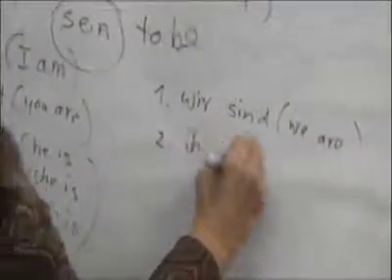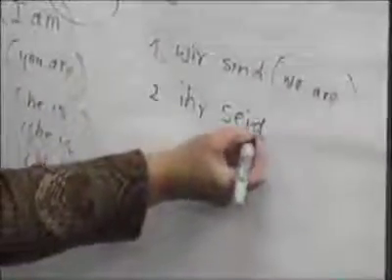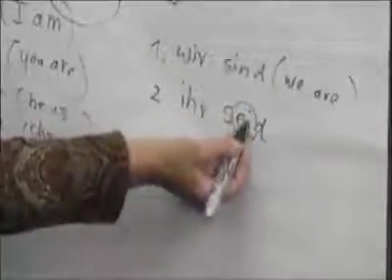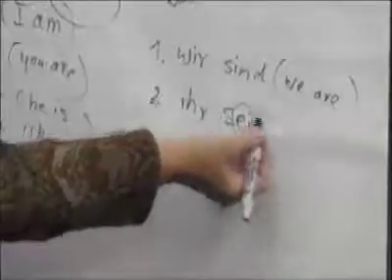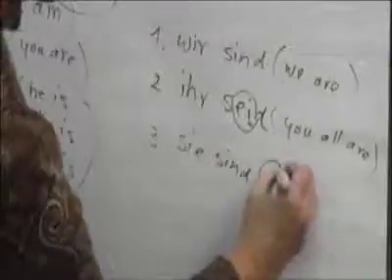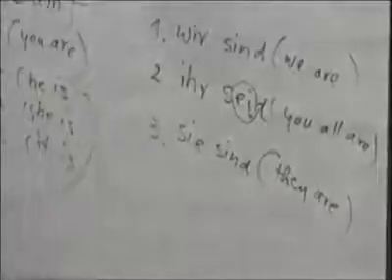Then, ihr becomes seid. Remember the pronunciation EI, a diphthong. So we pronounce the second part of the diphthong as we would in English, I. Seid. Ihr seid, it means you all are. We're talking about a group of people, right? Okay, and then the third one, the plural, they, sie sind, and that means they are. Okay. So this is called a verb conjugation of the verb to be.